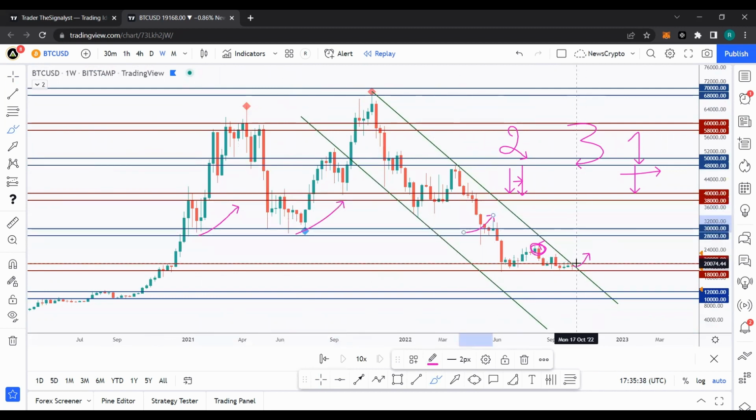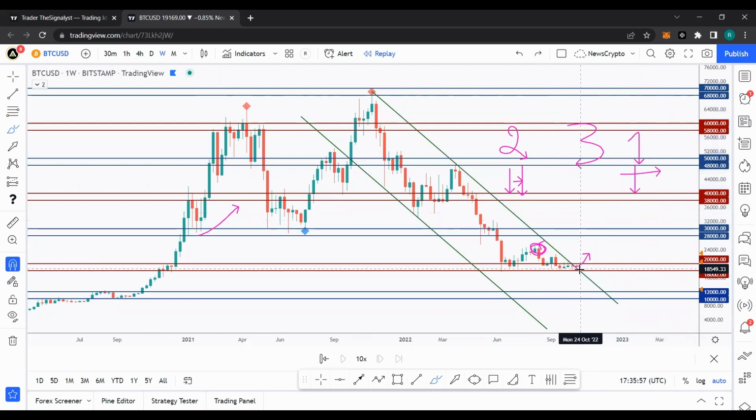Okay, so for now, if you want to apply this strategy, this secret sauce, or I don't know whatever you want to call it, if you apply this, we need to see a break above the 30K. Once we have this break, we can say that, yeah, the next bull run might start.